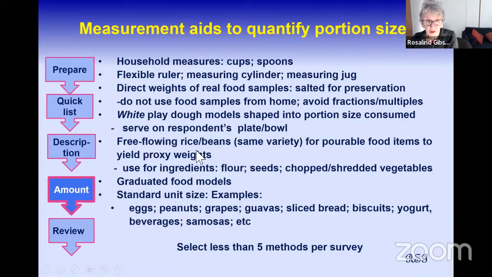You can use free-flowing rice or beans, the same variety that's consumed in your area, for pourable food items to yield proxy weights, as I described for mung beans. We can use graduated food models. And for some items like eggs, peanuts, grapes, guavas, sliced bread or biscuits, or bottles of yogurt, we can use a standard unit size: the number of eggs that's been consumed, the number of peanuts, the number of grapes, the number of guavas, etc.